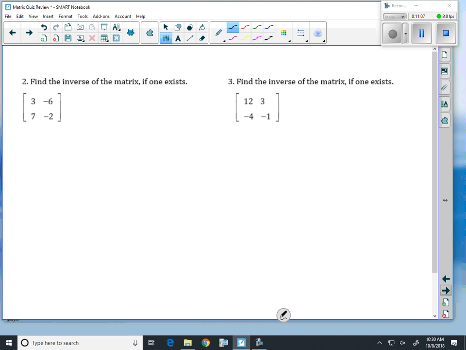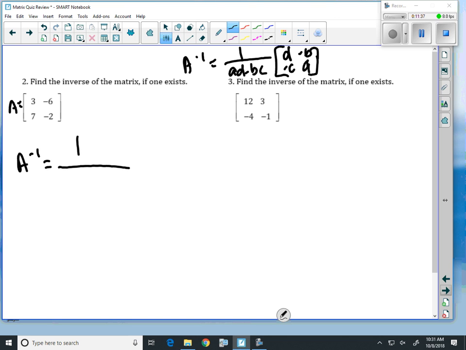All right, now we're going to practice finding an inverse. To find an inverse, okay, so you want to find A inverse. Here's our equation for that. Okay, so we switch A and D, and then make B and C a negative. So let's call this matrix A. If we want to find the inverse, we start with that first part: 1 over the determinant, AD minus BC. So if I look here, A times D is going to be 3 times negative 2, minus BC. So that is negative 6 times 7.